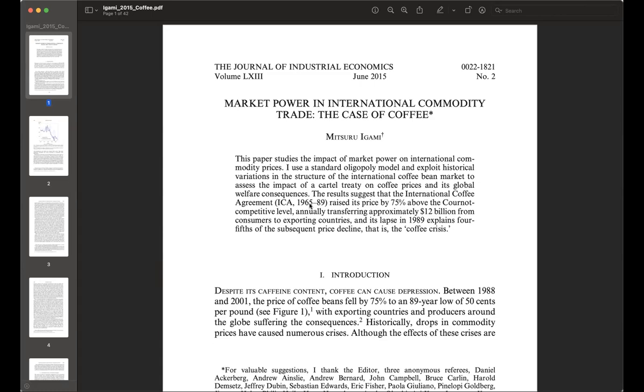So in this case, you have a Cournot competition in coffee. They set quantities and that will generate a market price. In this case, an international commodity market price for coffee. So that's the idea. The results suggest that there is this international coffee agreement and it raised the price of coffee by 75% above the Cournot competitive level. So ang ibig sabihin nito is they calculated a Cournot level of the price.